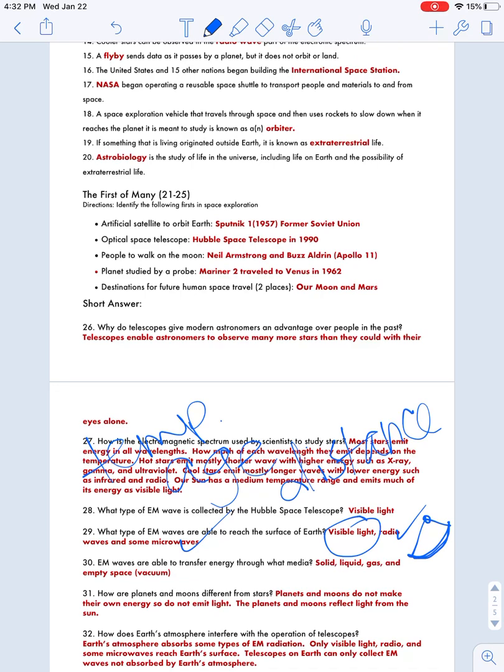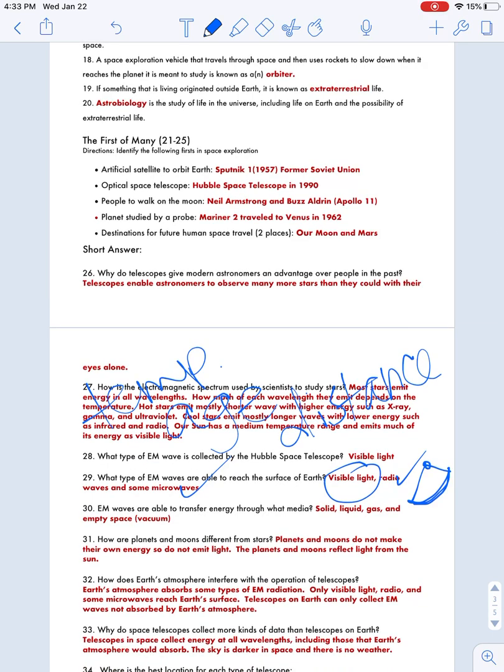32, how does Earth's atmosphere interfere with the operation of telescopes? It absorbs some of the electromagnetic radiation. It also reflects and refracts some. We know that when light changes mediums, it changes speed and then thus changes direction. That's why stars can look like they're twinkling. But we have this water vapor and this just blanket of stuff in our atmosphere around us, and unfortunately it only lets through visible light, radio waves, and some microwaves. So our Earth-based telescopes are pretty limited.